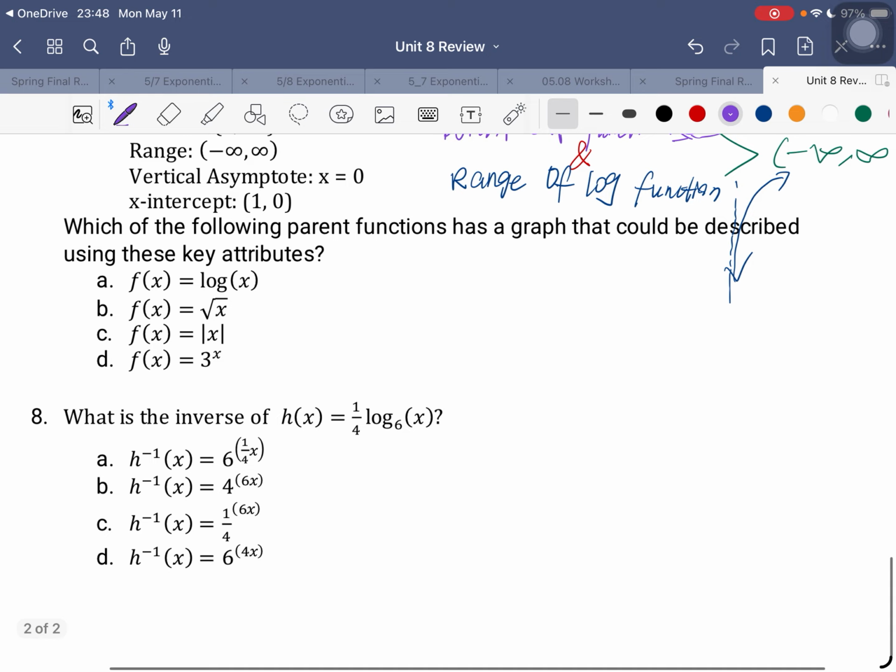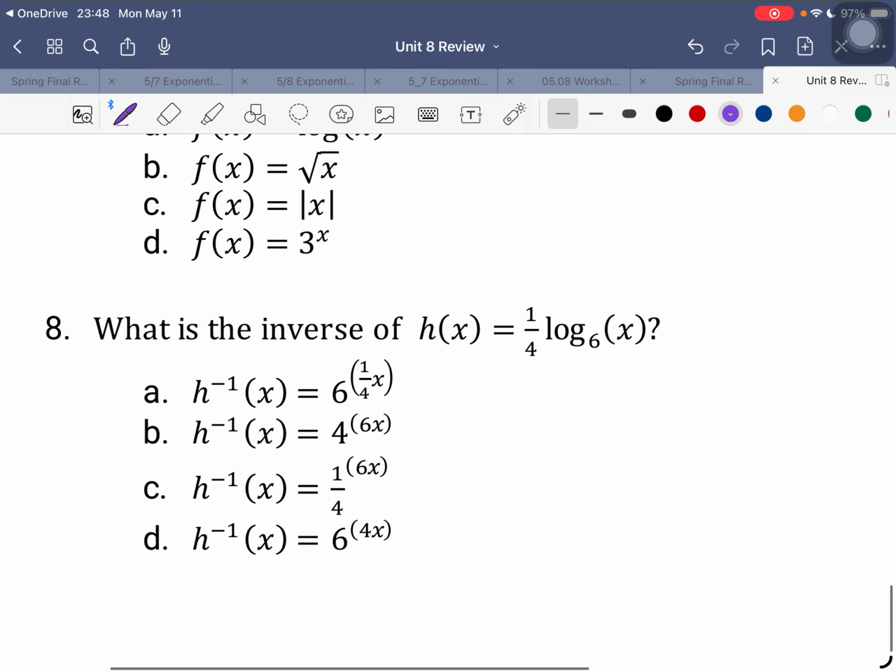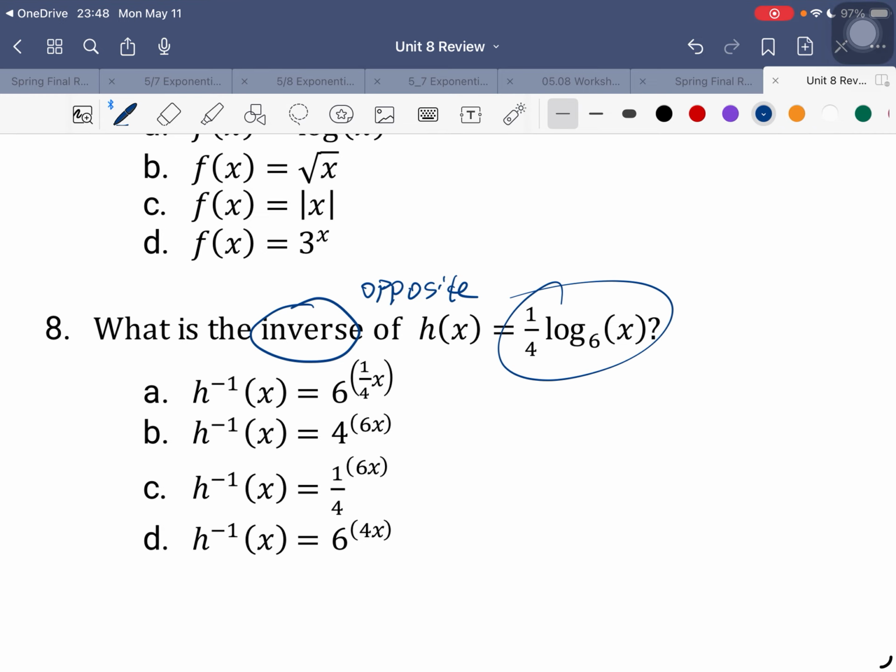Okay. Now question 8, the last question, inverse function. What's the other word for inverse? It's actually opposite. Okay, now let's see what operations h of x has. 1 over 4. What's the opposite of 1 over 4? It's division, so the opposite of division will be multiplication, so it's just 4. I flip the 1 over 4.